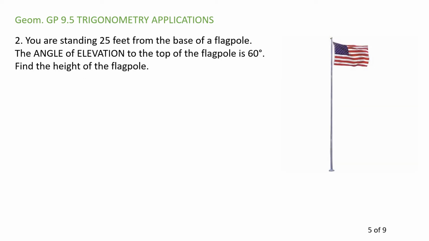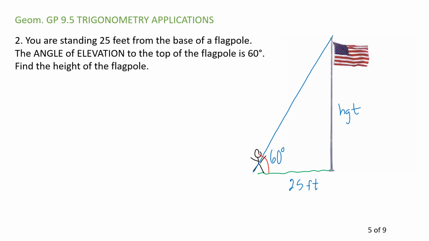Like, for example, on this one. It says you're standing 25 feet from the base of a flagpole. There's the grass. Here are you. Actually, technically, maybe you're lying on the ground. And you have an angle of elevation up to the top of the flagpole of 60 degrees. The angle of elevation is above the horizontal. Then they also tell me that this is 25 feet. This is a classic. I'm trying to find the height of this flagpole.